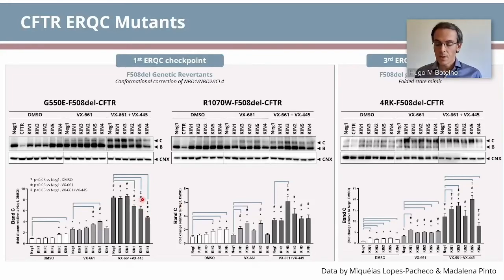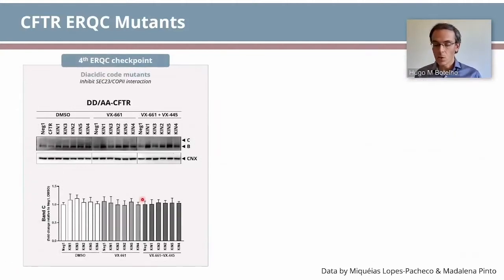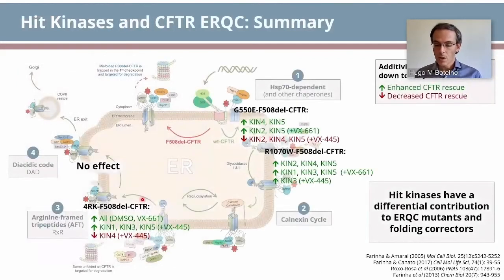We did not find any effects with the DDAA code mutant affecting the fourth quality control checkpoint, and we are currently mapping our data on kinase knockdowns in the presence of FA-Del Cftr revertants and correctors to propose a model on the underlying mechanistics, which we briefly outline here. This classification task is still ongoing, though.